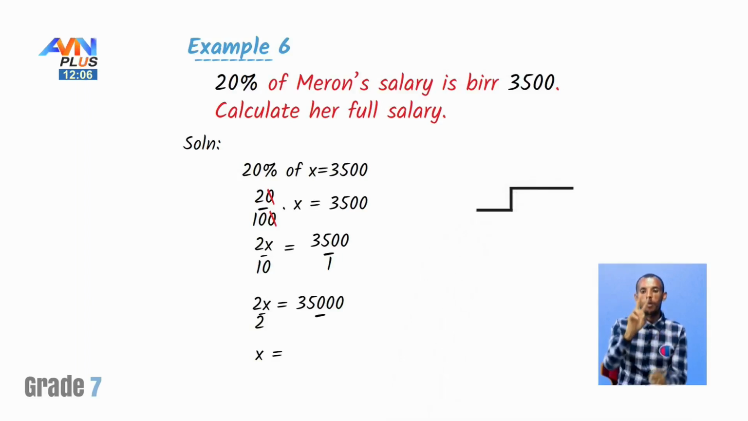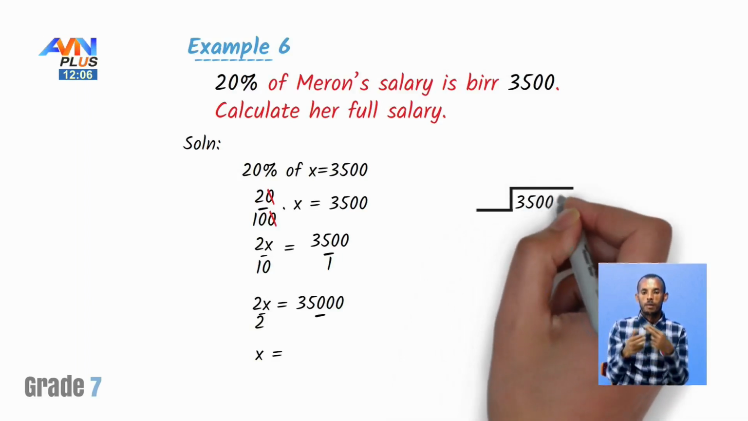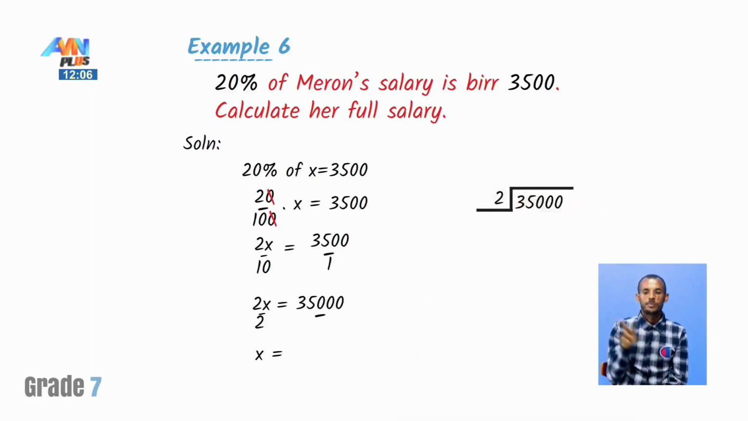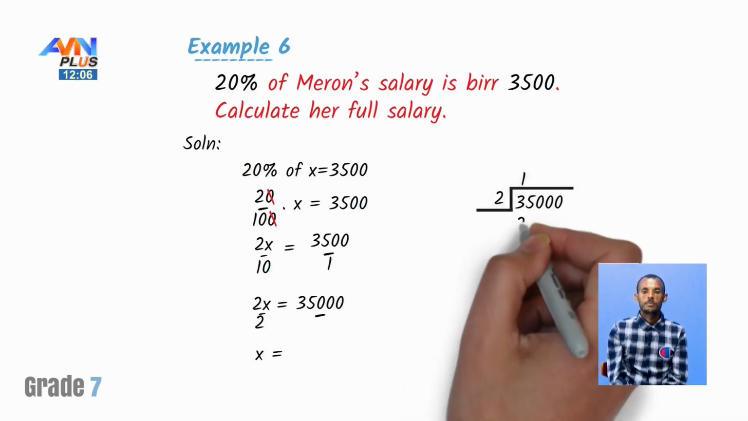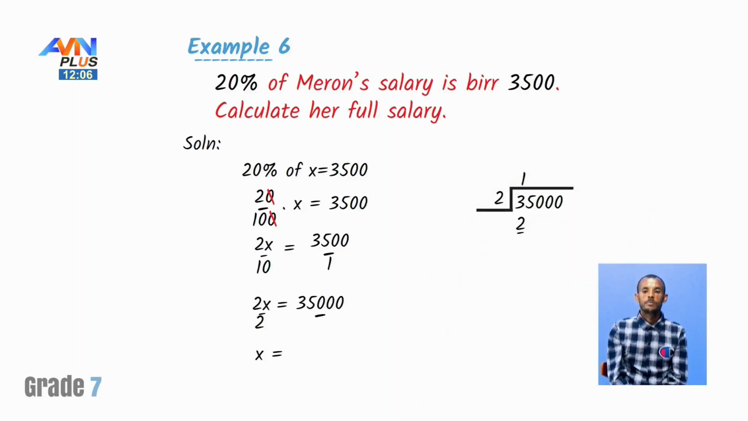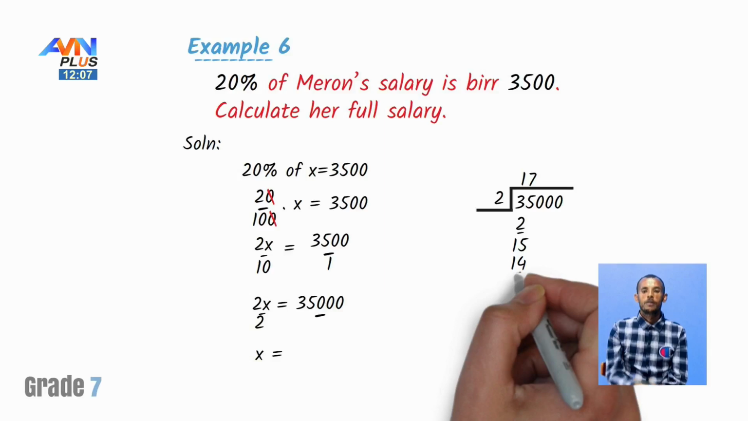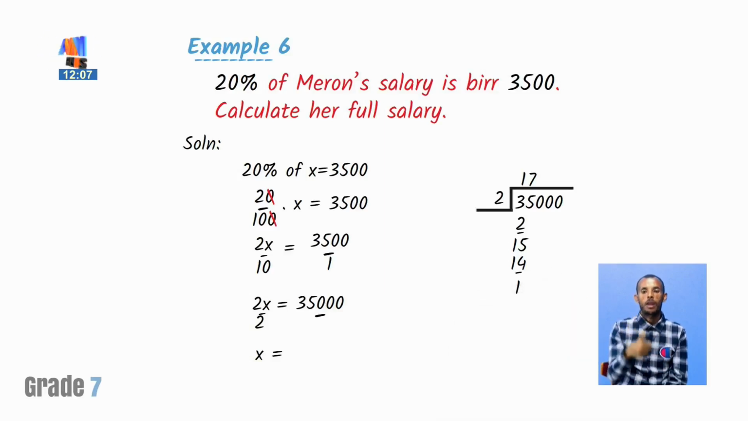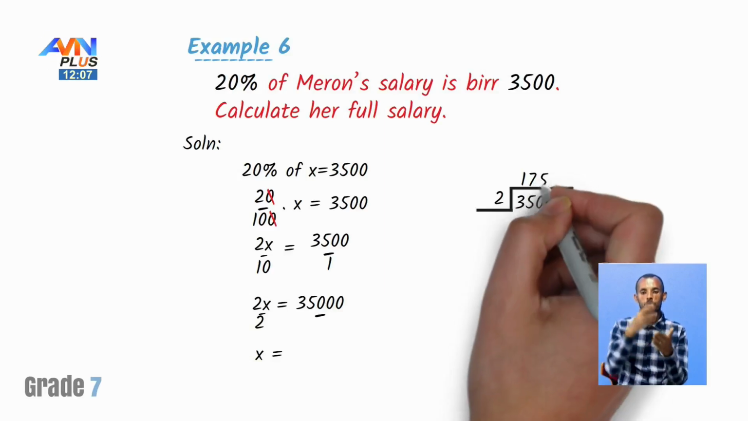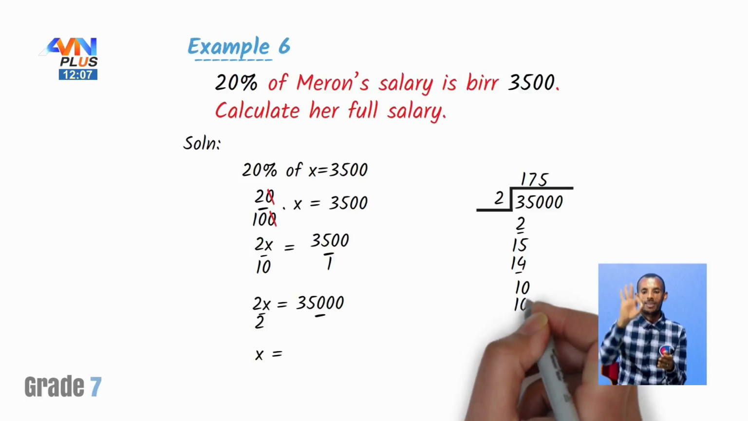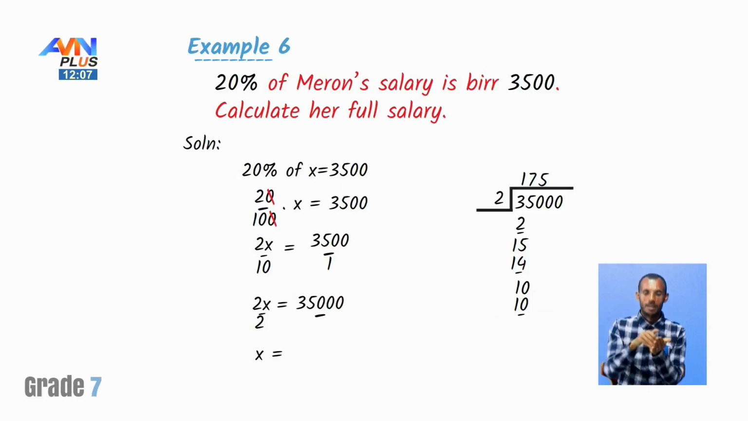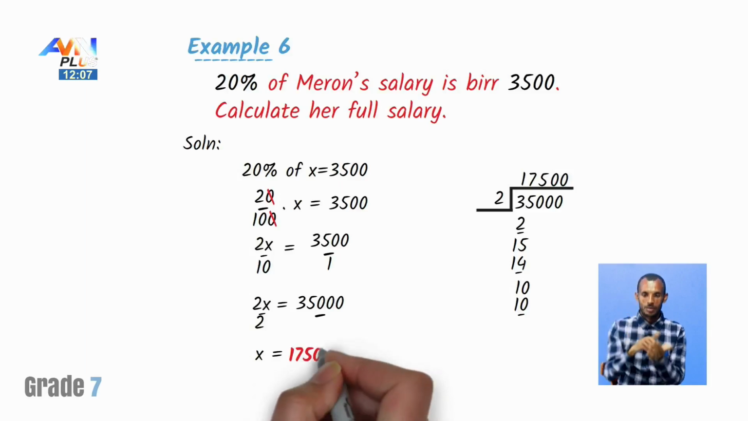35,000 divided by 2: 2 times 1 is 2, 1; 15 divided by 2 is 7, 7 times 2 is 14, 1; just put 0 down. 10 divided by 2 is 5, 5 times 2 is 10, no remainder. So take these 2 zeros here, and you have 17,500. Therefore, the answer would be 17,500.